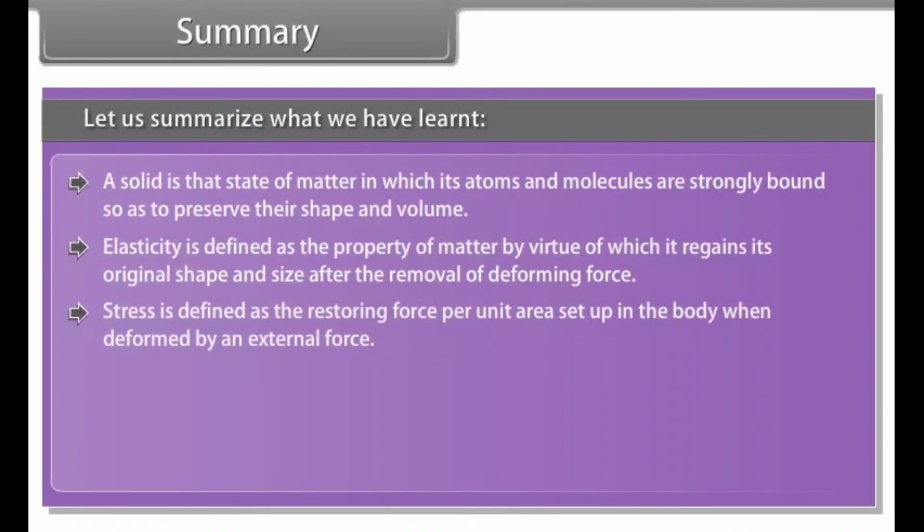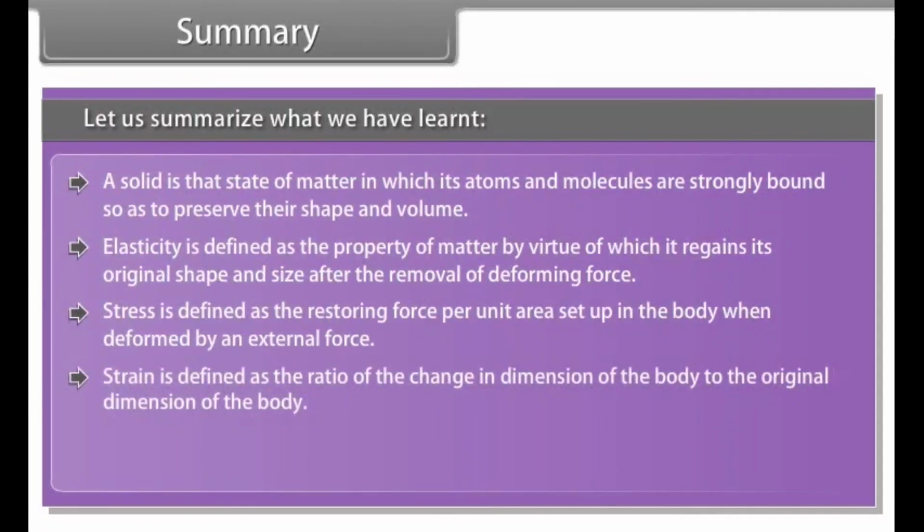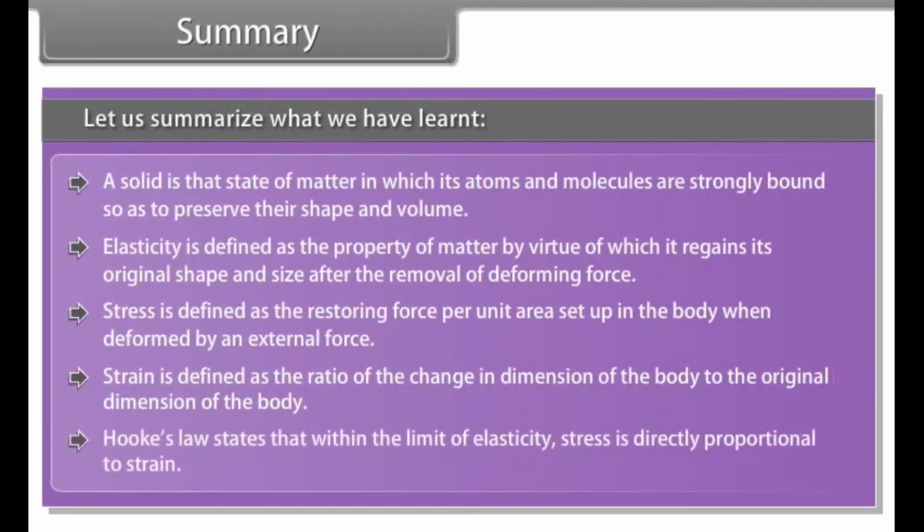Stress is defined as the restoring force per unit area set up in the body when deformed by an external force. Strain is defined as the ratio of the change in dimension of the body to the original dimension of the body. Hooke's law states that within the limit of elasticity, stress is directly proportional to strain.